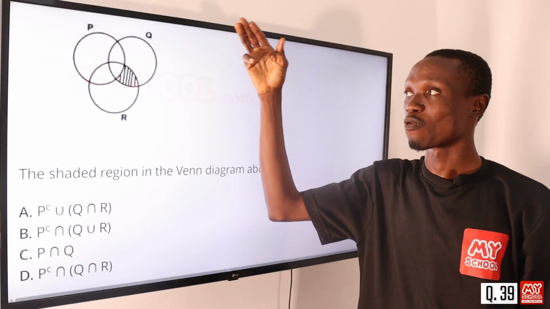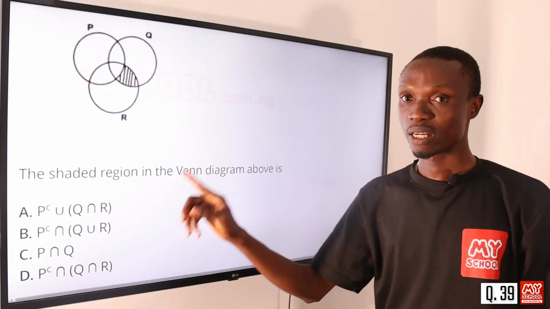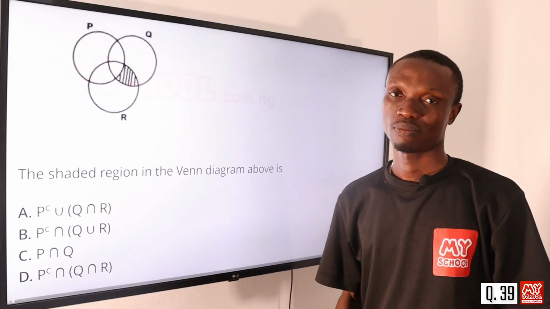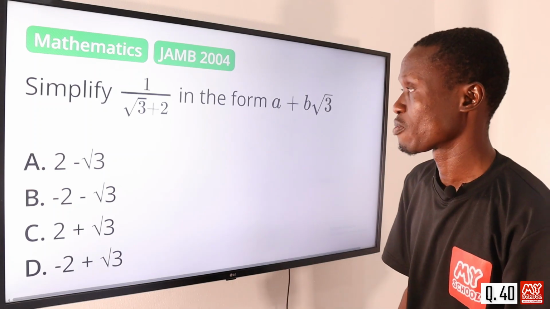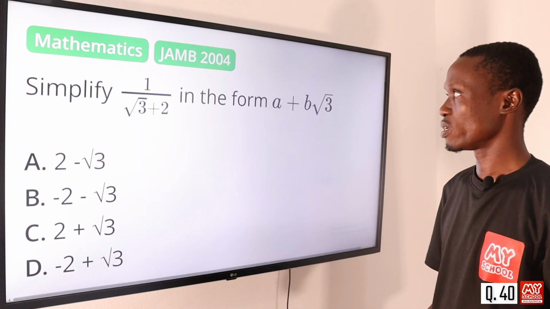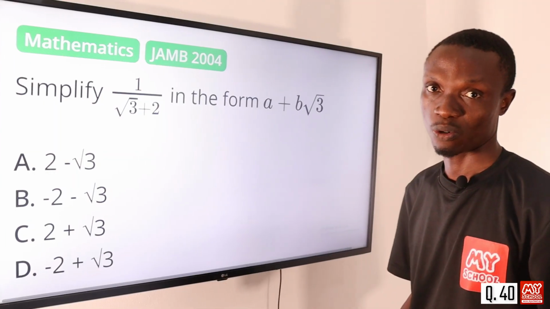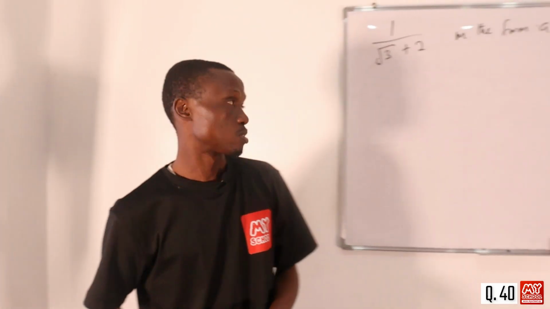That is the intercept of P and Q. Okay, so that makes option D the correct answer to this question. Question 40. Simplify 1 over root 3 plus 2 in the form a plus b root 3. So let's move over to the board to provide the answer to this question.